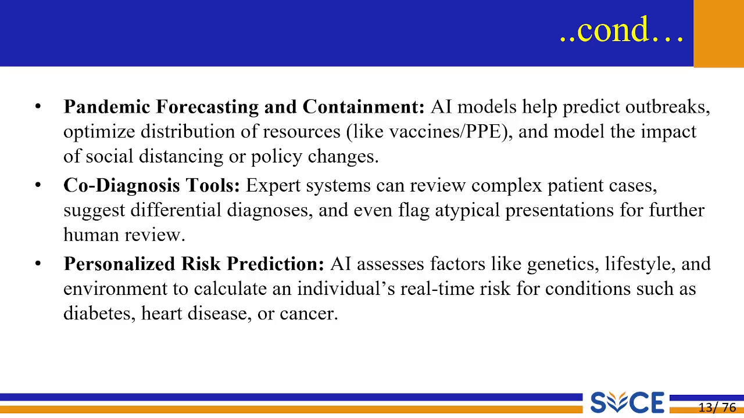AI is also increasingly used in personalized risk prediction. By analyzing a person's genetics, lifestyle, and environment, AI can calculate risks for conditions like diabetes, heart disease, or cancer. This allows preventive steps before a disease develops.